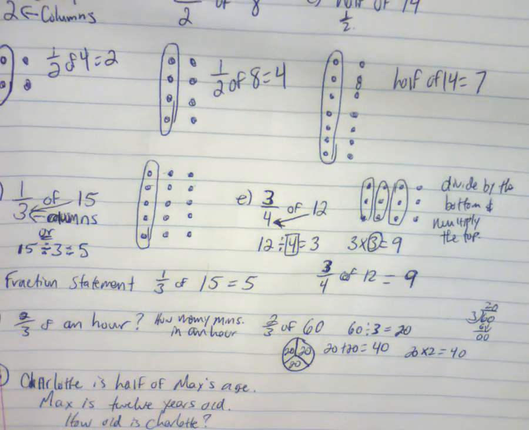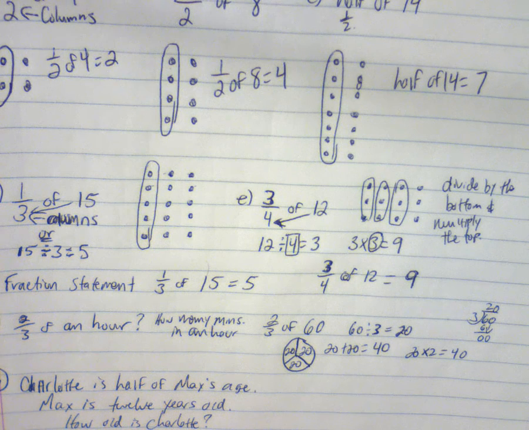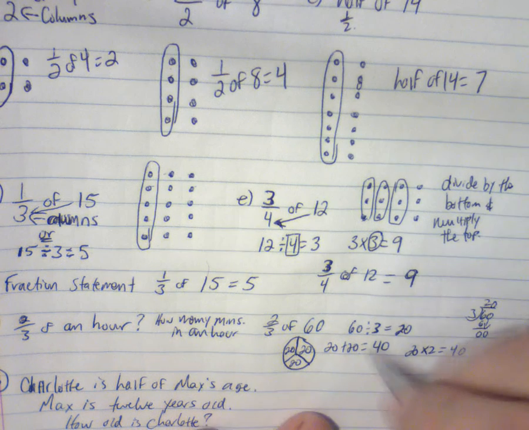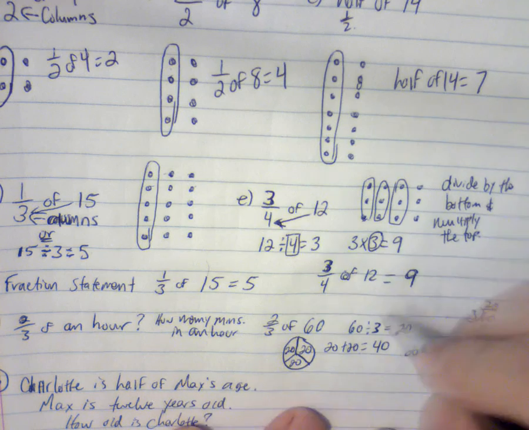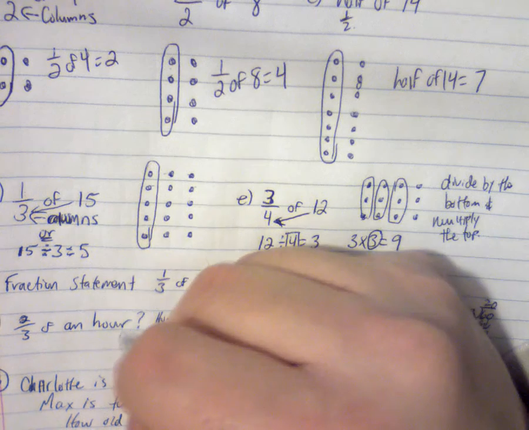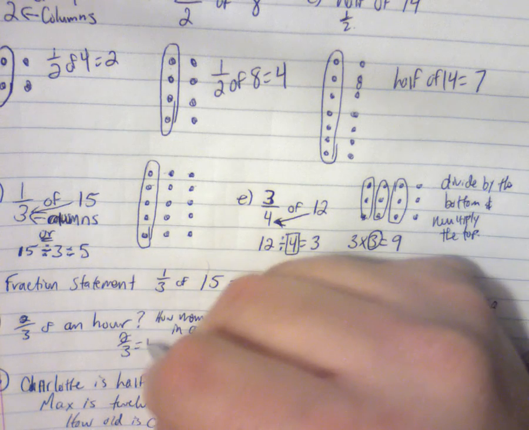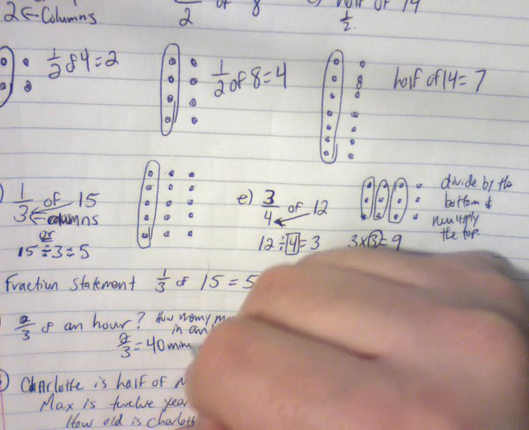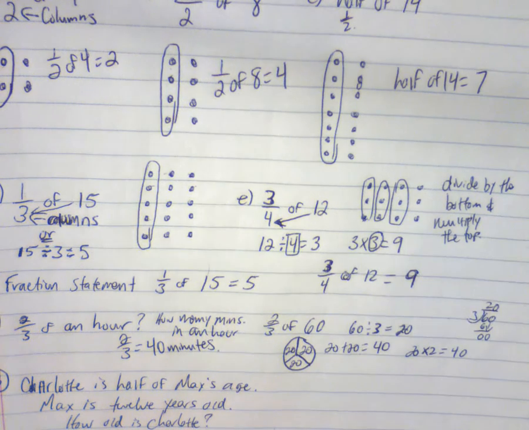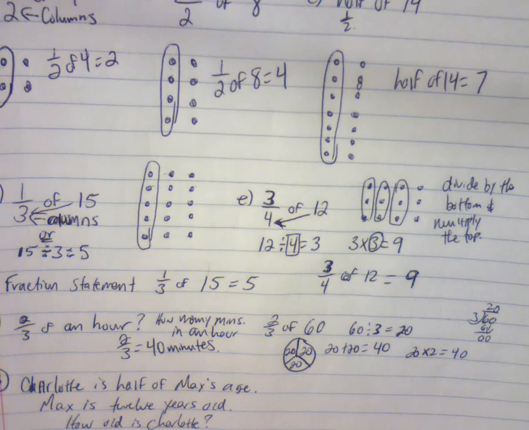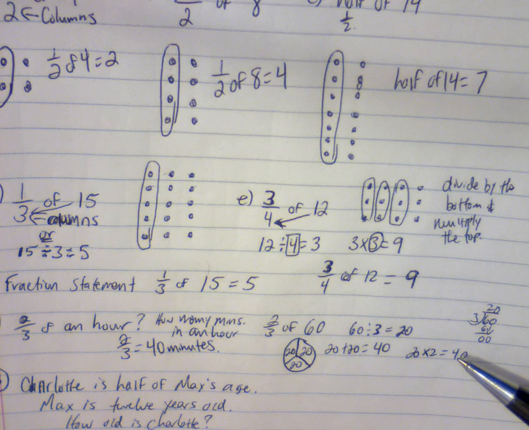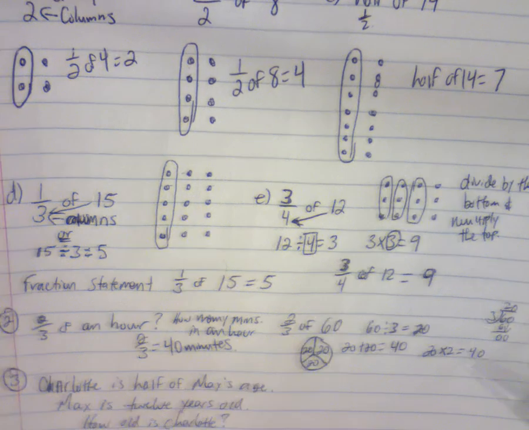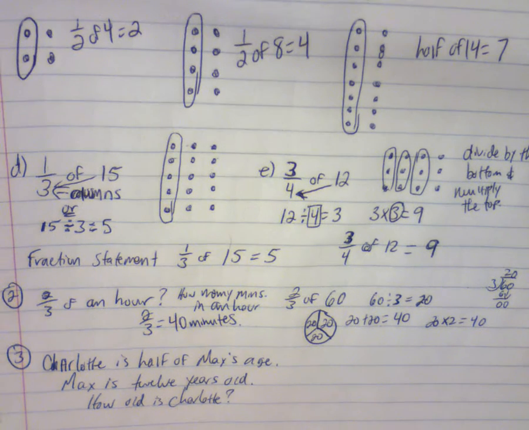So 2/3 of an hour equals what? Let's say it. 2/3 of an hour equals 40 minutes. Okay? I showed you a couple different ways on how to do that. None of them involve drawing dots. Now let's take a look at the last question.